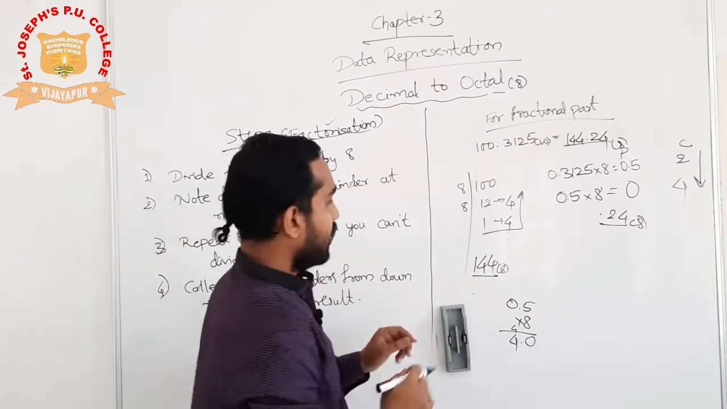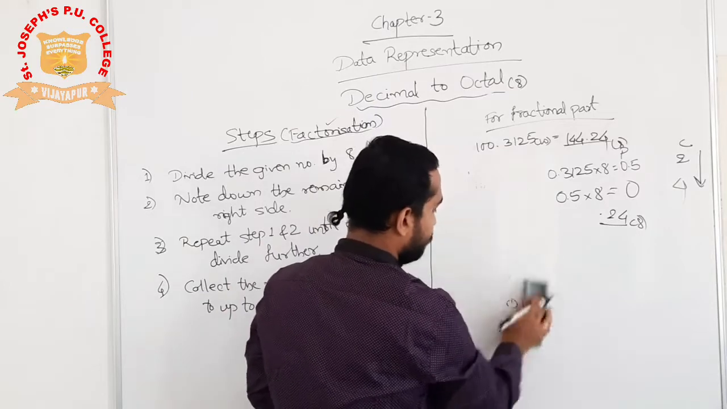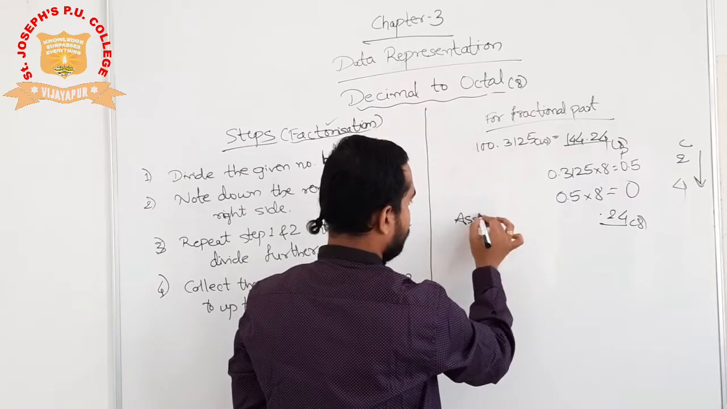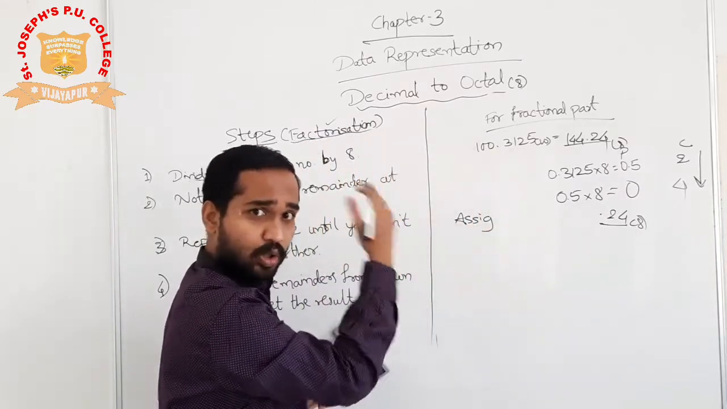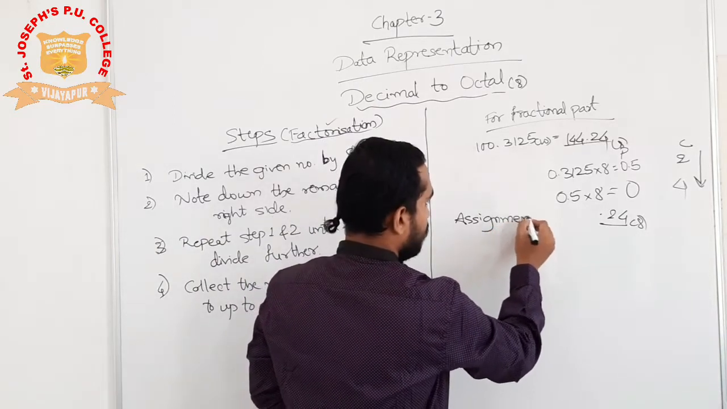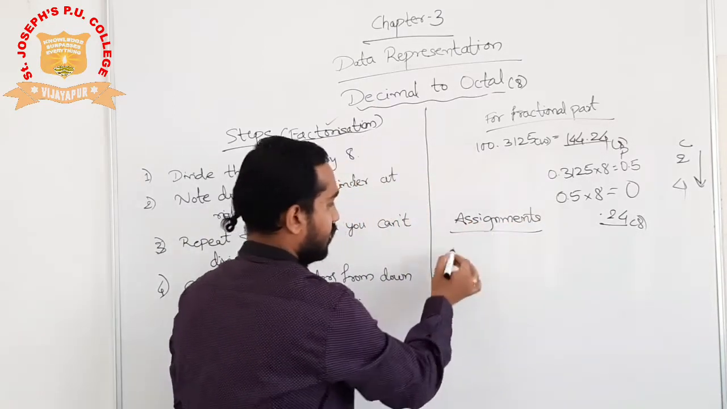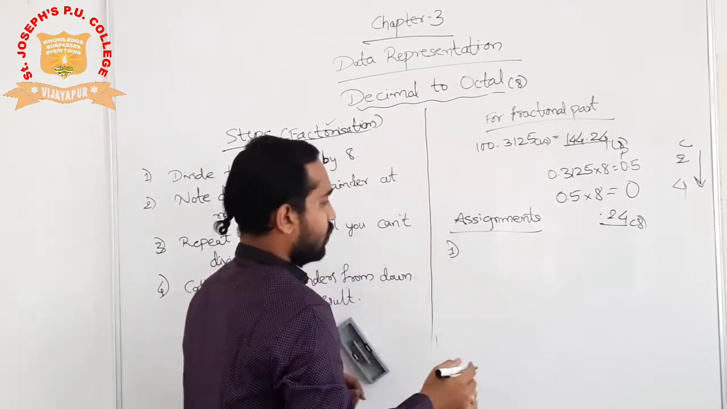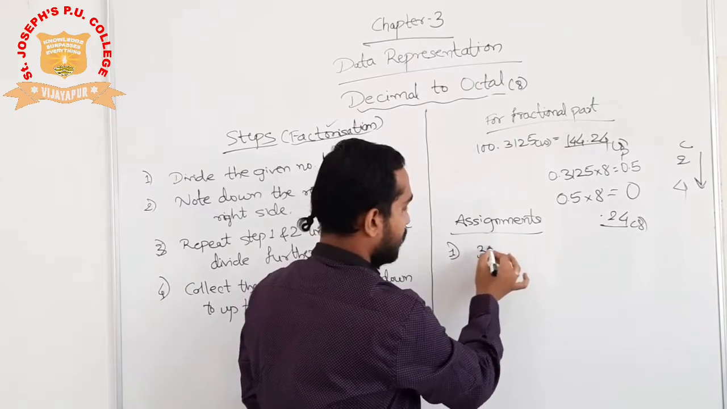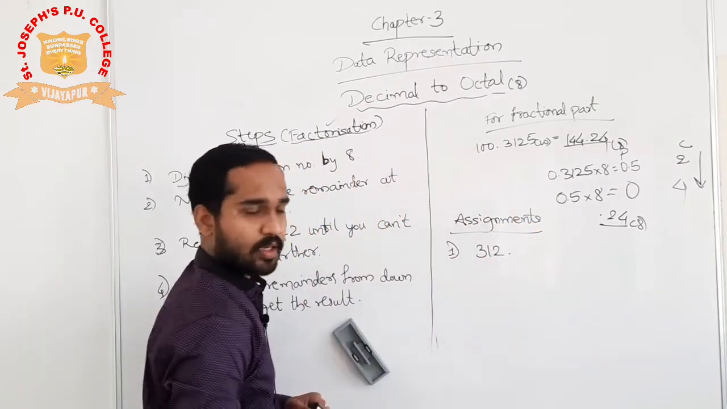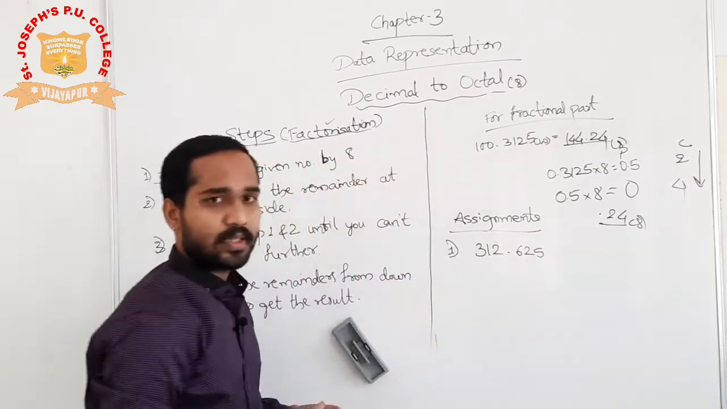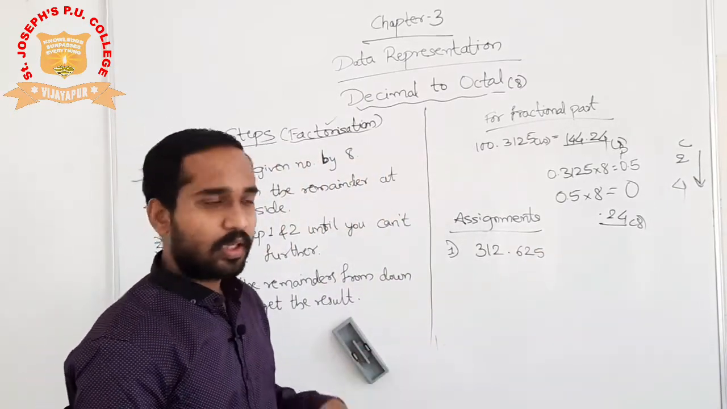Is it? Can we take some assignments here? I hope you have written this. Okay, pause the video in between and note them down and again go for the assignments. So assignments. Okay, a number is given, say 312.625. That you have to convert.